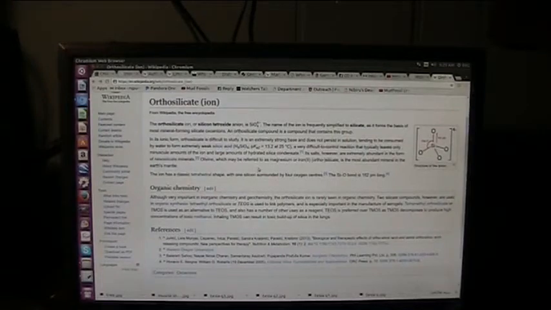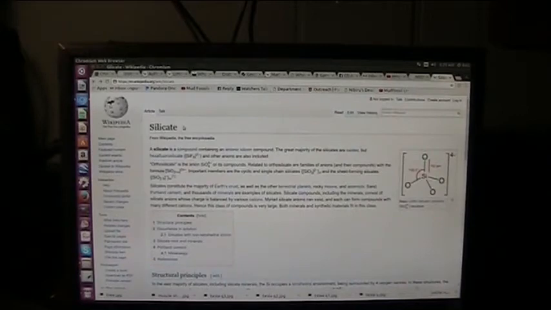All right, so let's back this out. So now we're talking about this. We know some more about it. Now, what is a silicate? Well, a silicate is all this business. And silicates constitute the majority of the Earth's crust, as well as the other terrestrial planets. We're all made out of the same stuff, life. Rocky moons and asteroids, they're all the same.